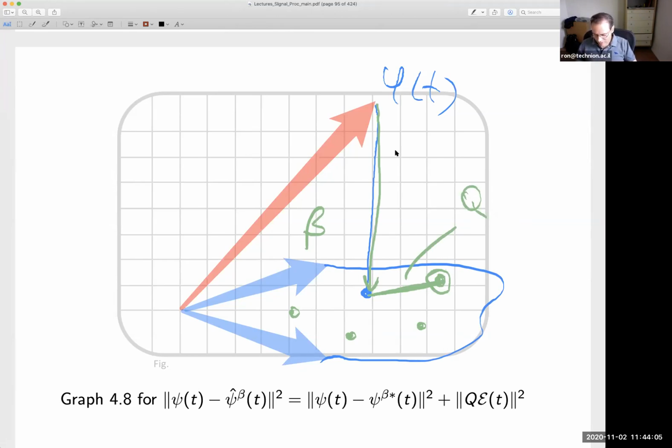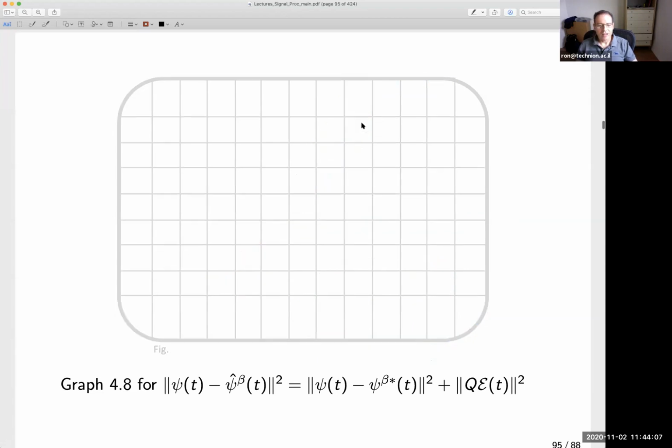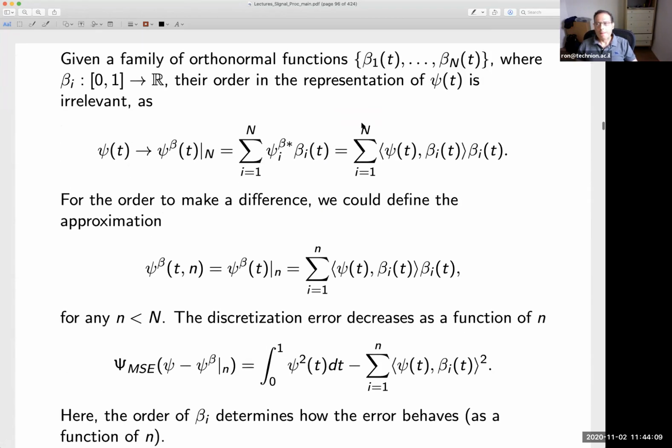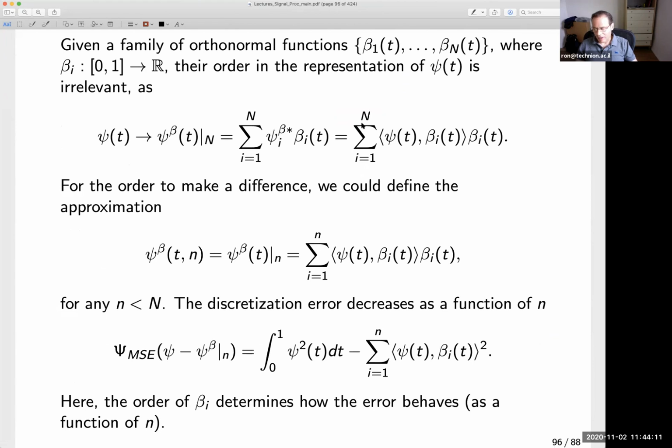Okay, so this is it, and now we are ready to push forward. So somebody is giving me a family of orthonormal functions. Well, yep, why did we switch from orthogonal to orthonormal?